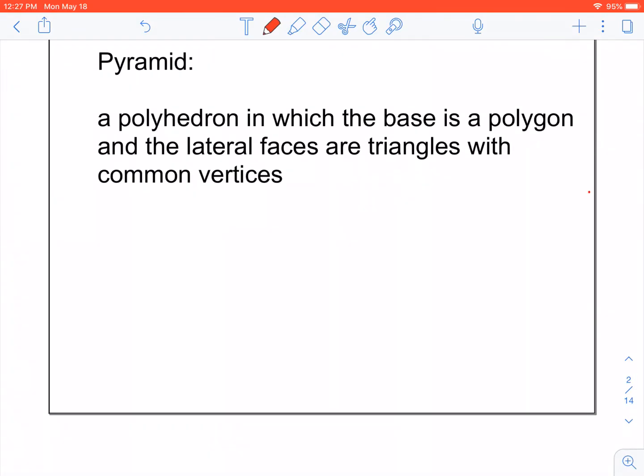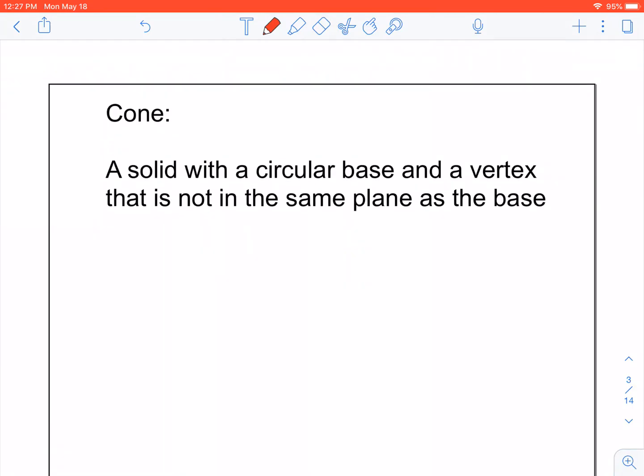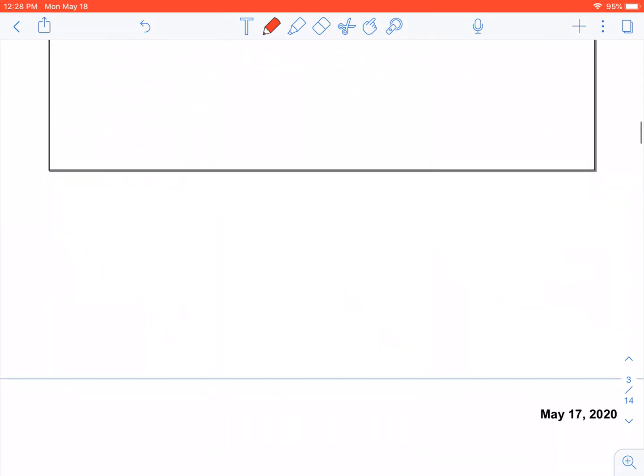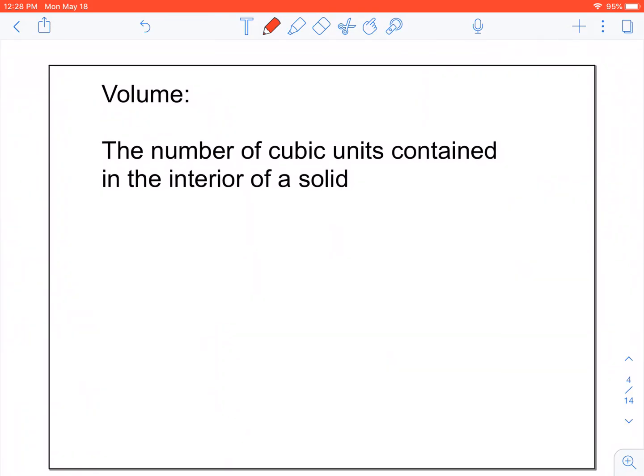So, as a quick reminder, a pyramid is a polyhedron in which the base is some type of polygon, and then the lateral faces, or triangles, come up and meet at a common vertex. Your cone is essentially just like a pyramid except it has a circular base. So it's a solid with a circular base, and then that vertex is still up at the top, not in the same plane as the base. That way it's a three-dimensional figure. Volume, as a quick reminder, is the number of cubic units contained inside the solid.